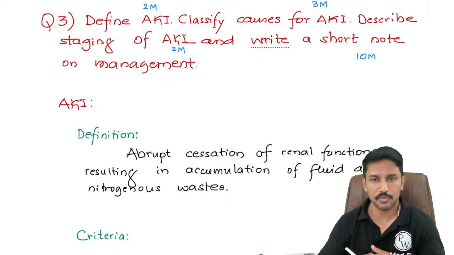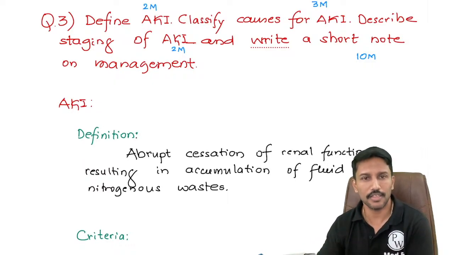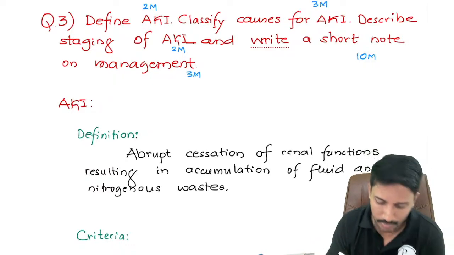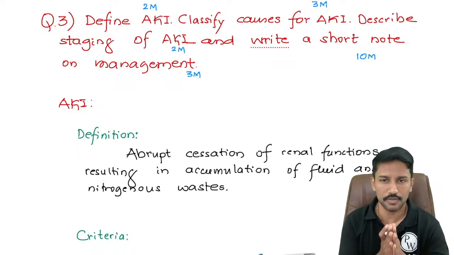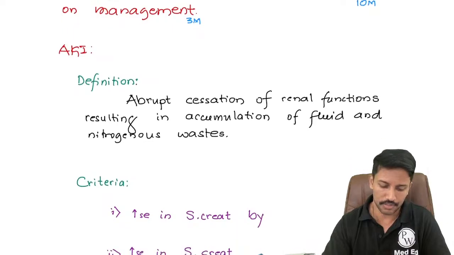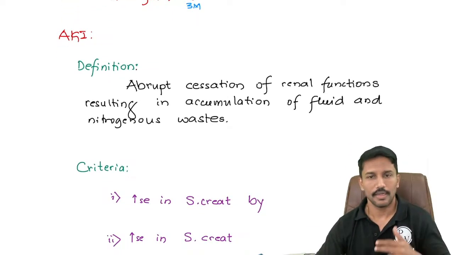There are 2 staging systems here. One is the KDIGO staging and the referral criteria. And then a short note on its management, that will carry another 3 marks. So in the management, you have to write about evaluation, complications, and management, right? So we'll begin with the definition. What is acute kidney injury?